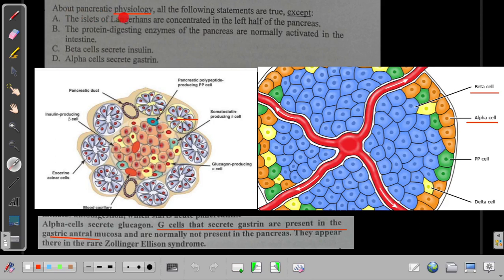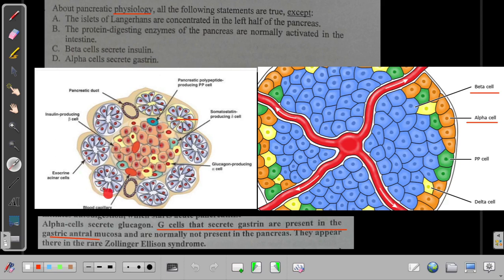About pancreatic physiology, all of the following statements are true except: islets of Langerhans are concentrated in the left half of the pancreas. That's true. The protein digesting enzymes of the pancreas are normally activated in the intestine. That's true. Beta cells secrete insulin. That's true. Alpha cells secrete gastrin. This is untrue. As a matter of fact, alpha cells secrete glucagon.